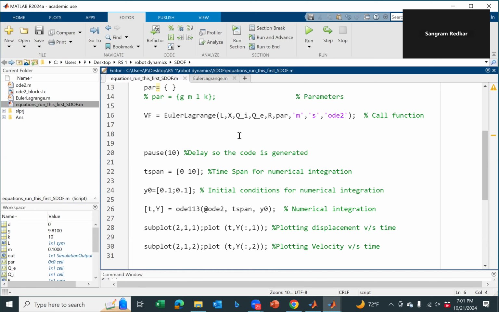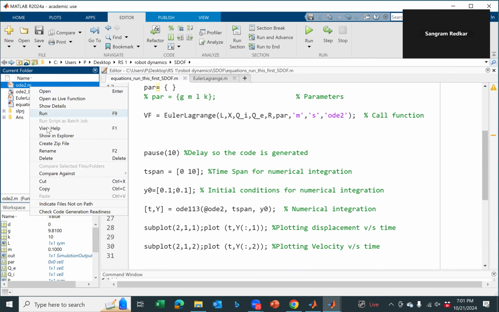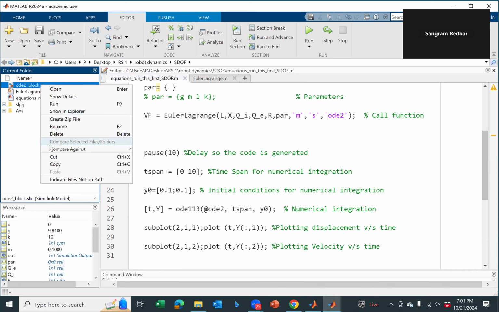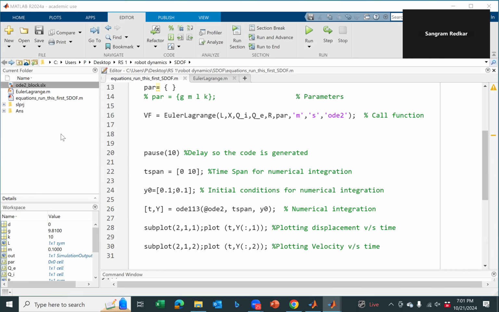I want everyone to pay close attention. In this workspace, I have this ODE2.m. I'm going to delete this, and I'm going to delete this ODE2 block.m. Now, as you can see, in my workspace, I do not have a MATLAB function. I do not have a Simulink block. Everyone understood this? Now I'm going to run this code.